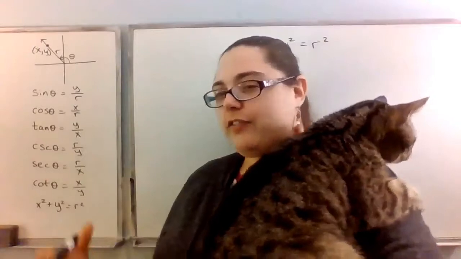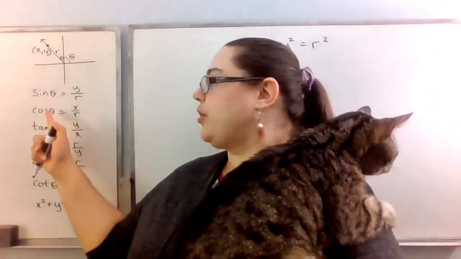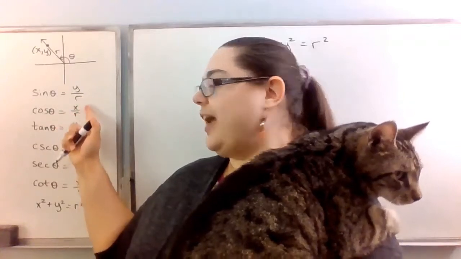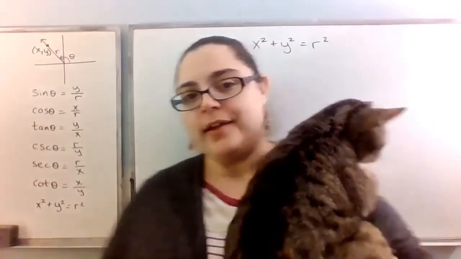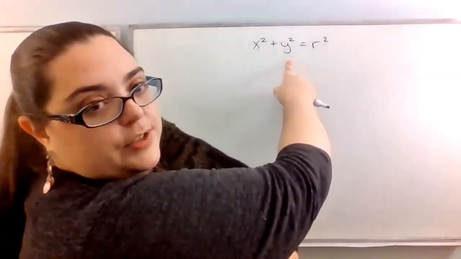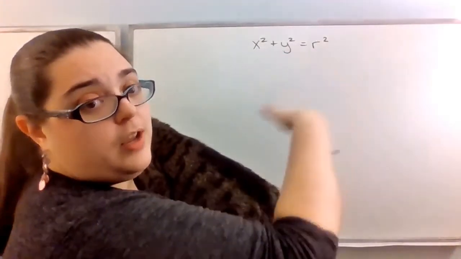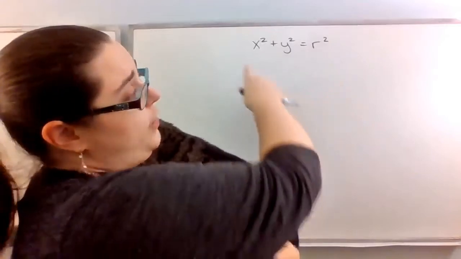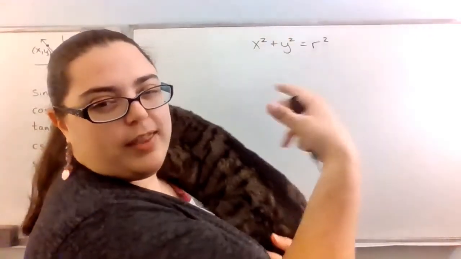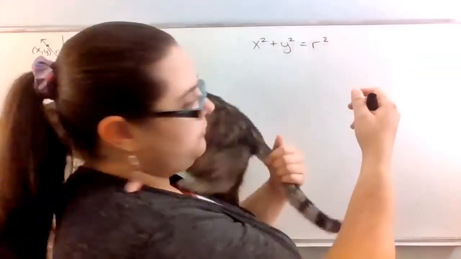Now, if I look at, for example, sine or cosine, I notice that I have a y value over r and an x value over r. So in this equation, because I have an x and a y, if I wanted to get an r into the situation, I could divide by r, and that would give me x over r and y over r. So now I can write things in terms of sine and cosine.